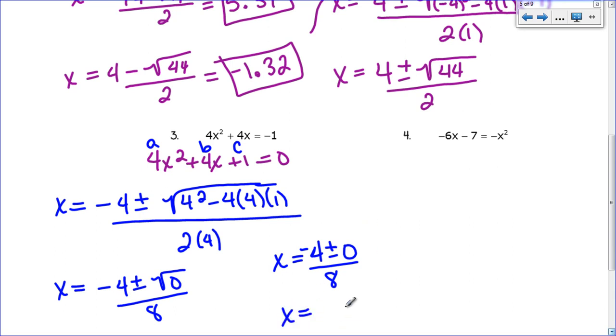Negative 4 plus 0 is negative 4 over 8. Reduces to negative 1/2. That is your only root for this one, and we're going to talk about why that is in just a second.